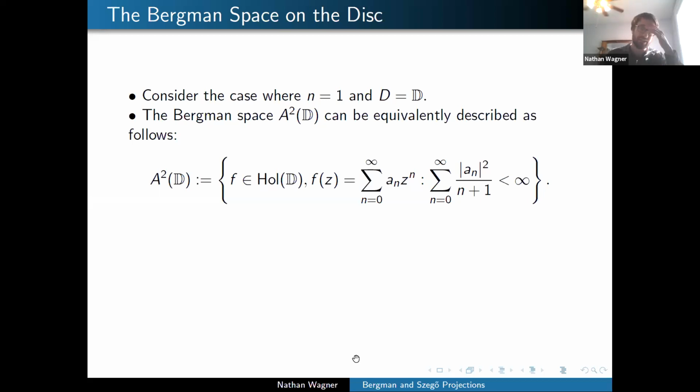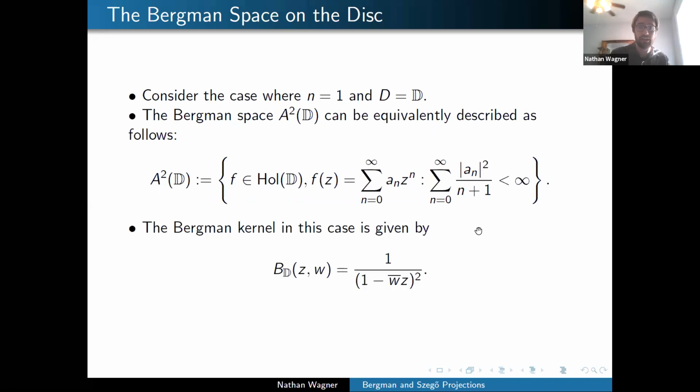So A2 in this case is given by functions that are holomorphic on the disk and have power series representations so that this condition on the Taylor coefficients holds true. If you look at the summation of |a_n|^2 divided by n plus 1, I require that sum to be finite. So it's sort of a weighted Hardy space in that sense. And many of you may have seen this as well.